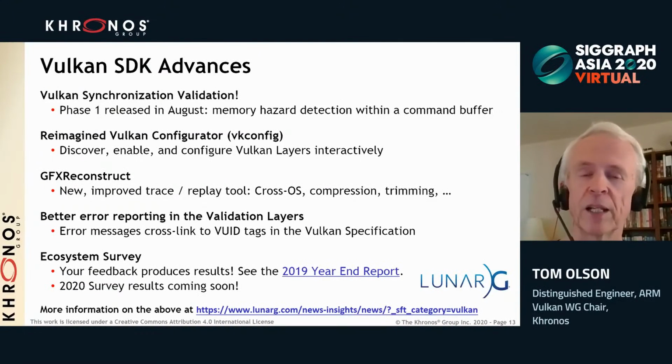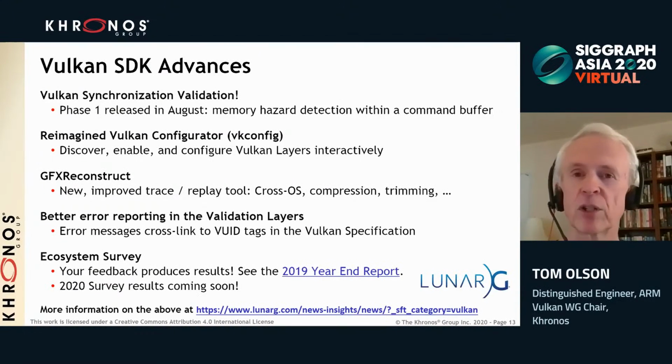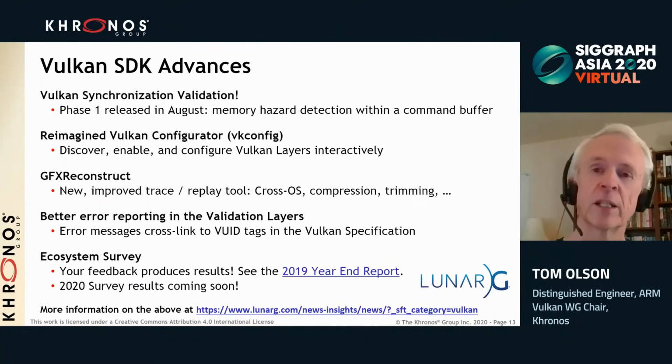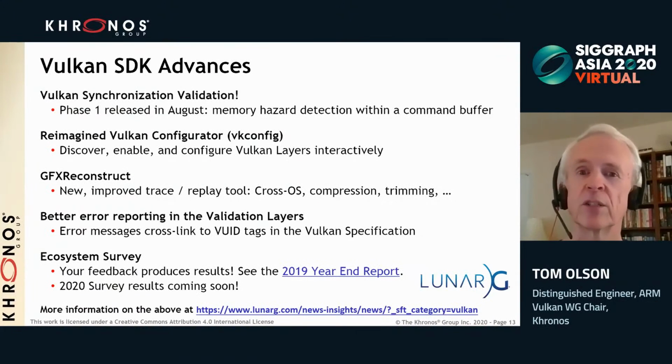So this gives you a validation layer which can scan your commands and detect places where maybe you are creating a race condition without realizing it. The phase 1 version of sync validation came out in August. It detects memory hazards between commands in a single command buffer. And the LunarG team is working in future phases to extend that to a wider range of use cases. That's going to be great.